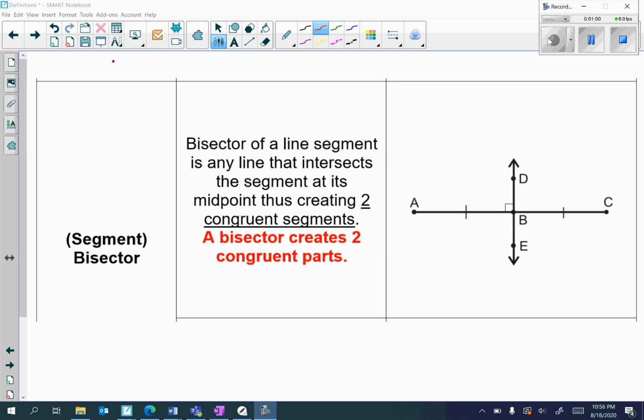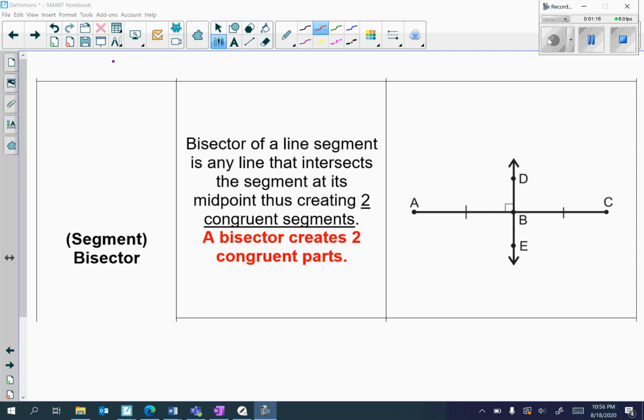Next, we have a segment bisector. A bisector of a line segment is any line that intersects the segment at its midpoint, thus creating two congruent segments. In more basic terms, a bisector creates two congruent parts.